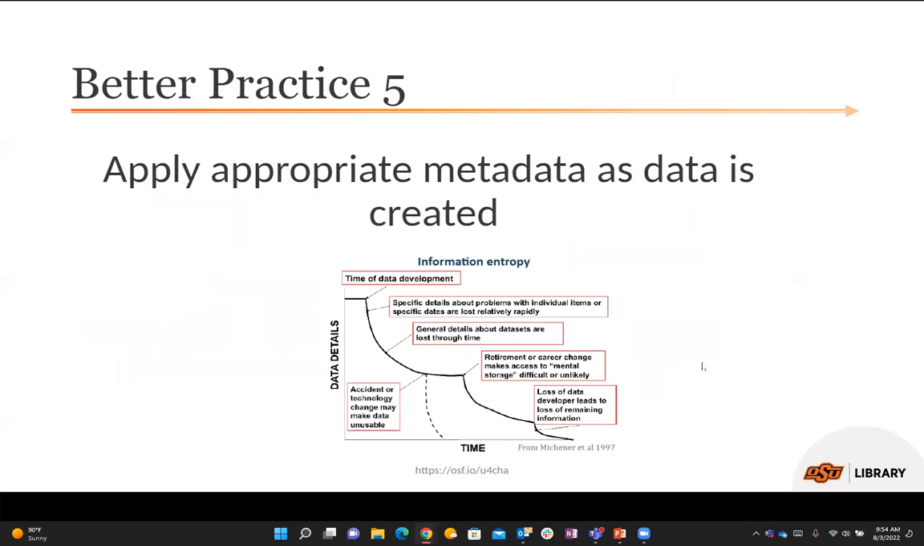All right, better practice 5. This is to apply appropriate metadata as you create your data.